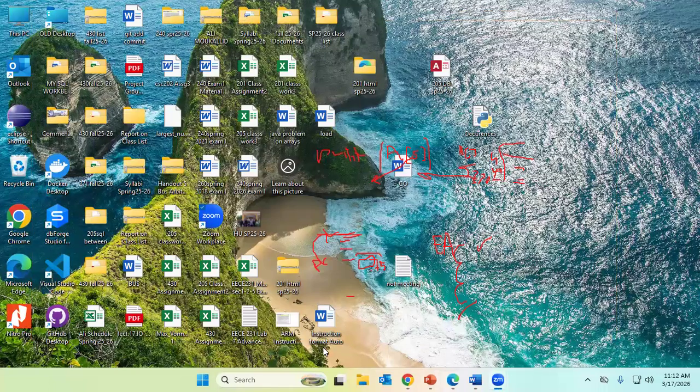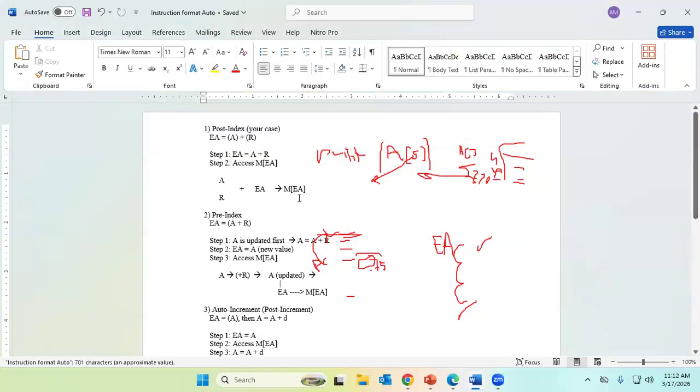Not meeting instruction form A. Can you see this on my screen now? Or do I share my screen again? Guys, I need an answer. We can still see it. 1, 2, 3, 4, post-index, pre-index, auto. Do you see it? We can see them, yes.